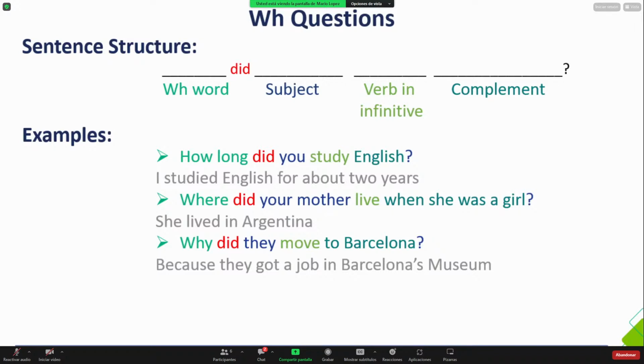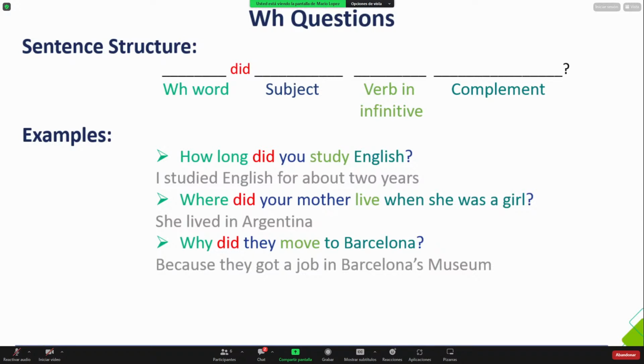Luego agregamos el subject, verb in infinitive, and the complement. Otra vez en estas preguntas usamos el verbo en infinitivo. Just in the affirmative sentences we use the verb in past. Solo en las oraciones afirmativas usamos el verbo en pasado.